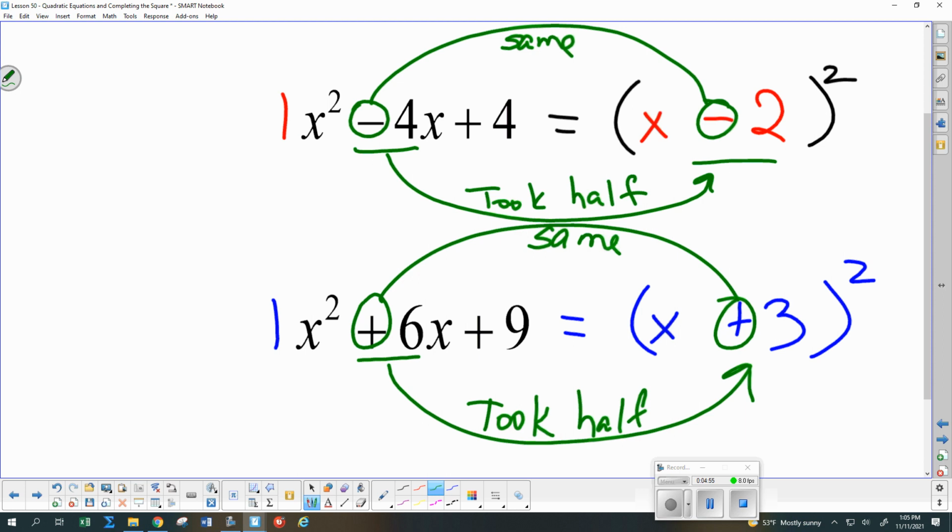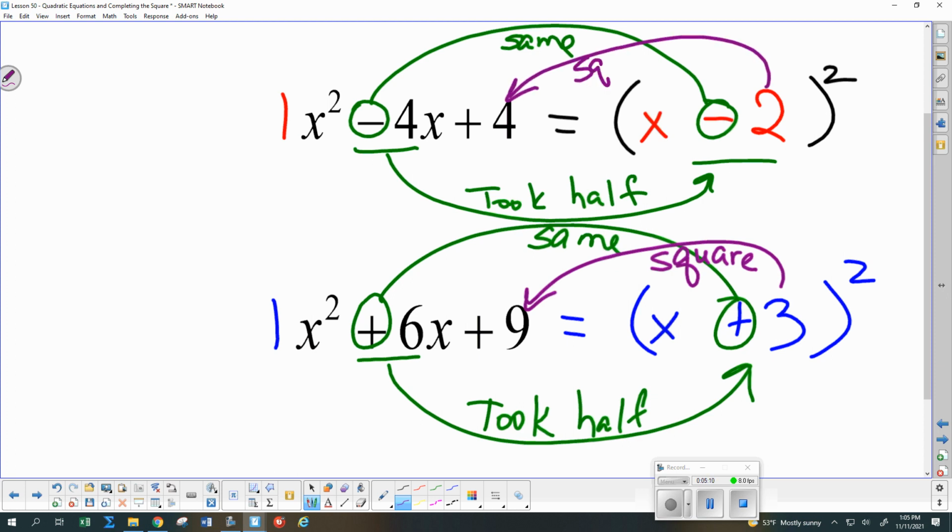Okay, then let's also notice that if we take whatever we put over here, if we square it, 3 times 3, we get 9. Negative 2 times negative 2, so if we square that, do we get a plus 4?